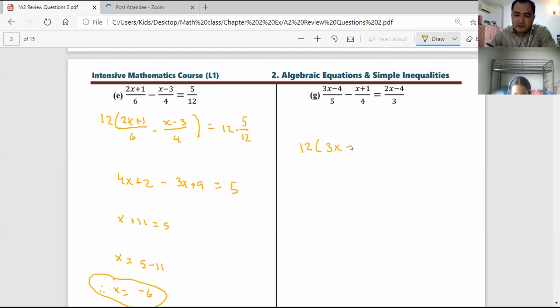Very good. After this step, let's just write like this, okay? 12, 3x minus 4, and 60 over 4 is 15, right? So it is 15, x plus 1, equals to. And 60 divided by 3 is 20, right? So it is 20 times 2x minus 4, right?